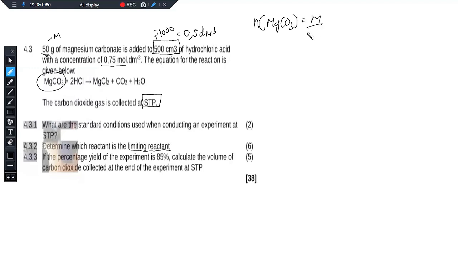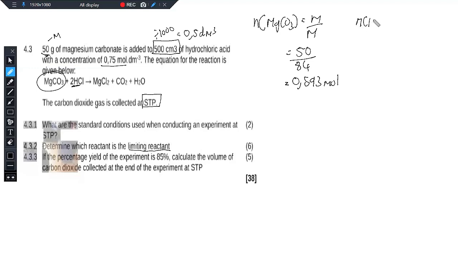So it's mass over the molar mass. We are given 50 grams, then divided by the molar mass. Our molar mass is, if you add all that, it's 84. So your magnesium is 24, then plus 12 plus 3 times 16. It's going to give you 84. And then we have 0.593 mole, right?